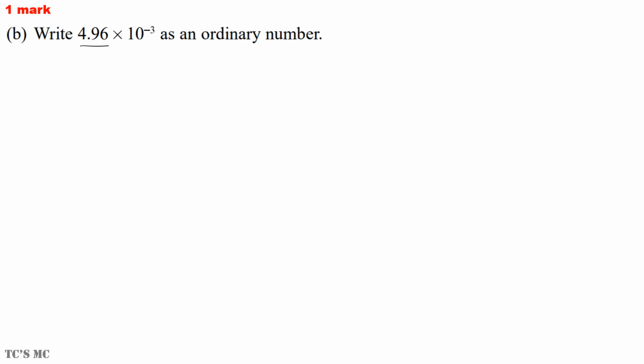Write 4.96 times 10 to the negative 3 as an ordinary number. For standard form questions that have a negative power, the trick is to count out the zeros. So in this case, we have 0.00496. The power was negative 3, so we should have 1, 2, 3 zeros. And again, for writing this answer, you would get the 1 mark.